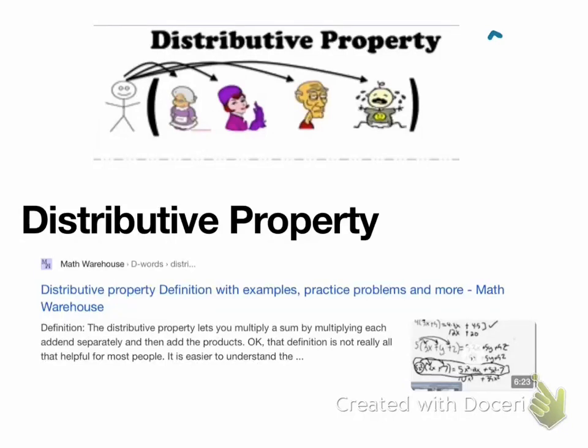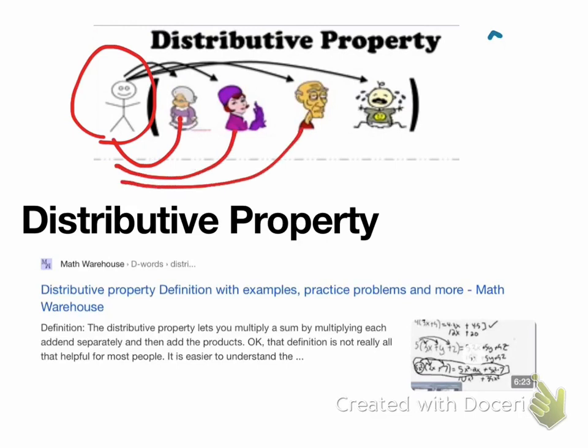Okay, today we're going to start multiplying terms and algebraic expressions, and we're going to use the distributive property. The distributive property lets you multiply a sum by multiplying each addend separately and then combining your like terms. It's kind of like this picture right here: this dude's going to multiply by everybody inside the parentheses, or his family.